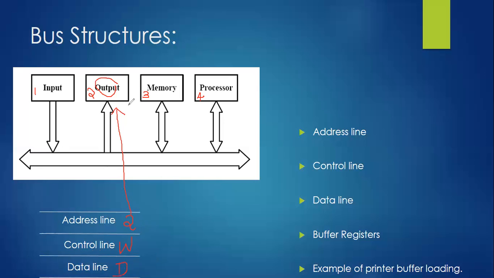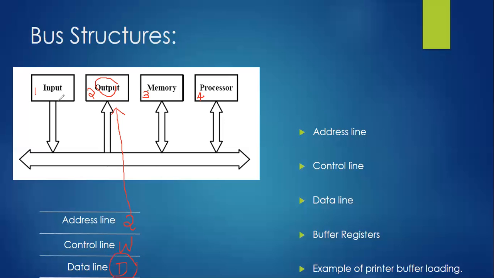Now we have a match of address, we have a control for what we need to do, and we have the data. That's it. So write is the command, and the output will start writing the content which is available in this data line. I hope you understood.